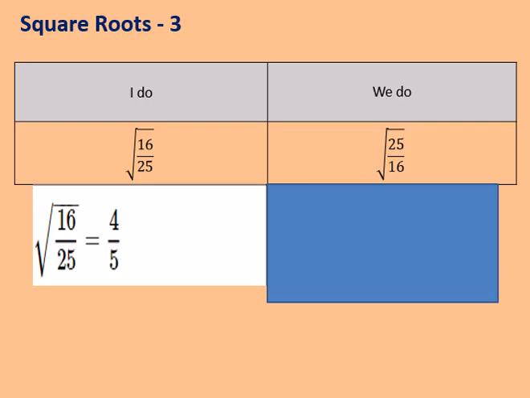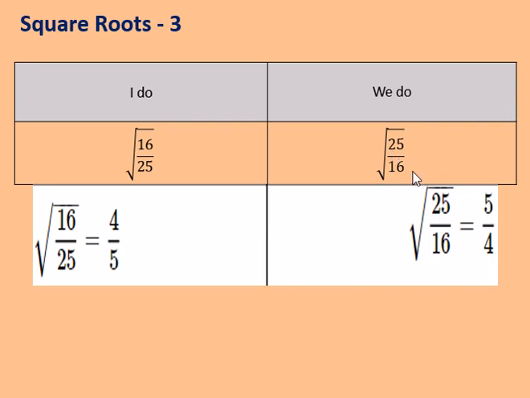Okay, one last example. Here we have square root of 16 out of 25. So again, do the square root of the top number, 16. Square root of 16 equals 4. And then the square root of 25 is 5. So we have 4 on the top and 5 on the bottom. 4 over 5. Please pause the video here and try the last we do.